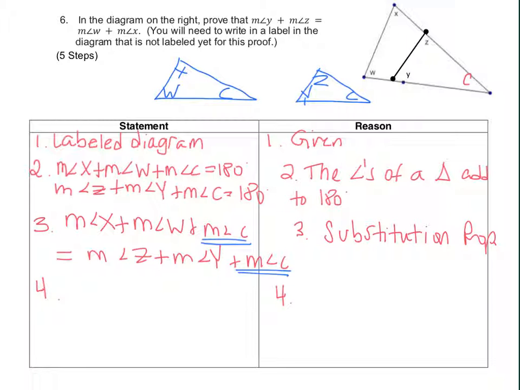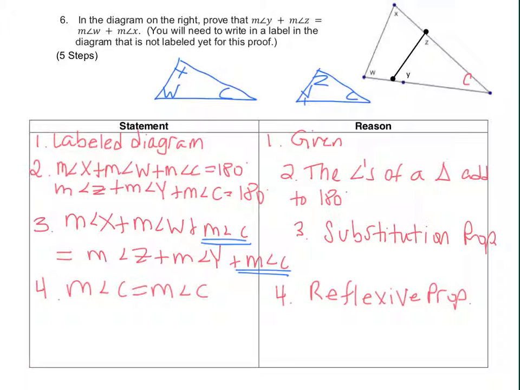Keep your eye on what we need. We need Y plus Z equals W plus X. We need W plus X and Y plus Z. If only we didn't have these. I'll leave you to it, and I'll come back.